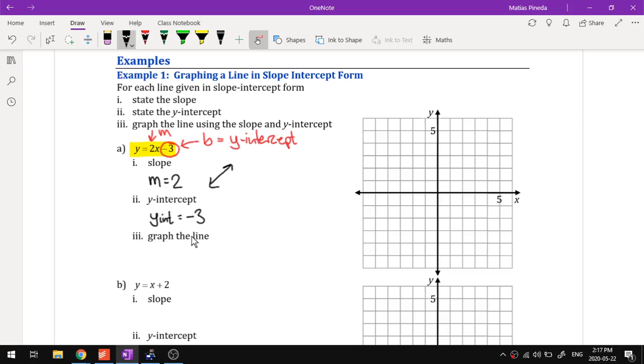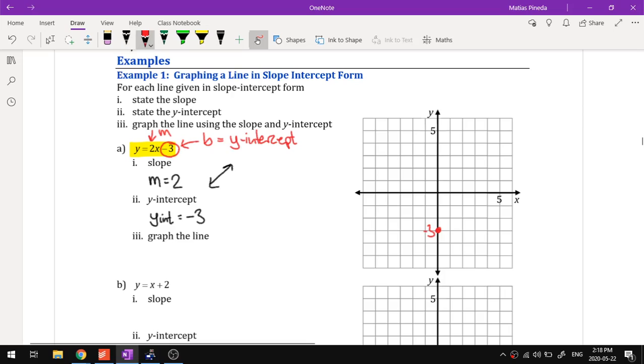And then to graph the line, we are going to plot the y-intercept. So the y-intercept is -3, so it's going to be down here. -1, -2, -3. And then we have a slope of 2. So we're going to use a stepwise counting method here. That's using the rise over run.